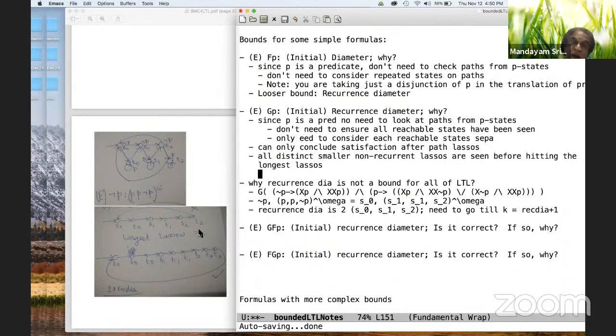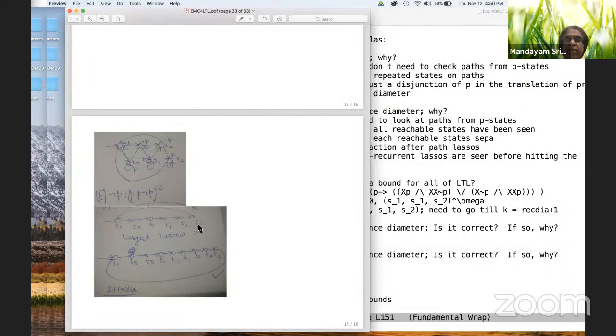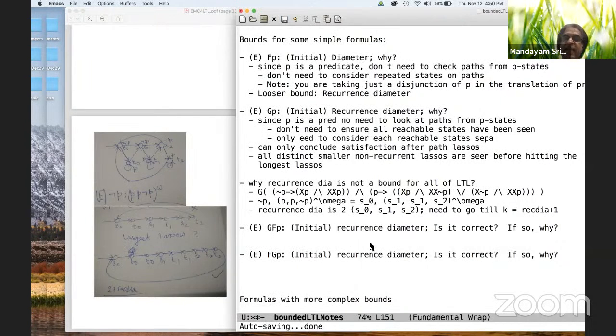And such paths should have already occurred before the recurrence diameter, even if they originate from any of these states. Otherwise, this would not have been the recurrence diameter, okay? And that's how you do it. You can show by contradiction, okay, and as part of that you will use two important things. The one is the argument that the repeated paths are not needed, that Kapil pointed out.